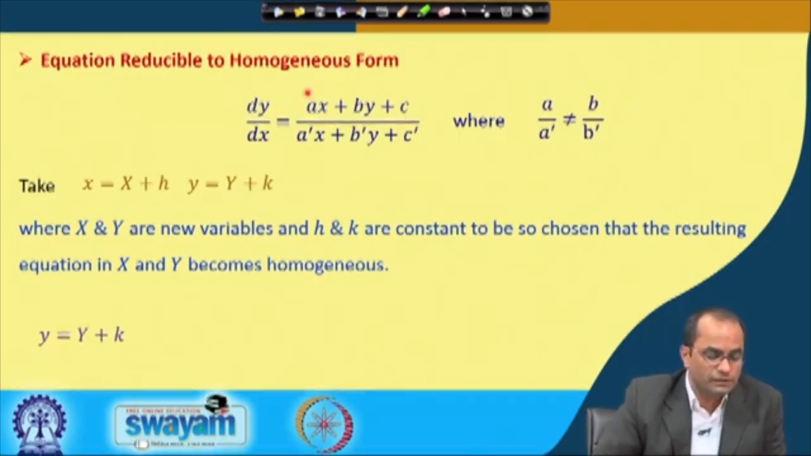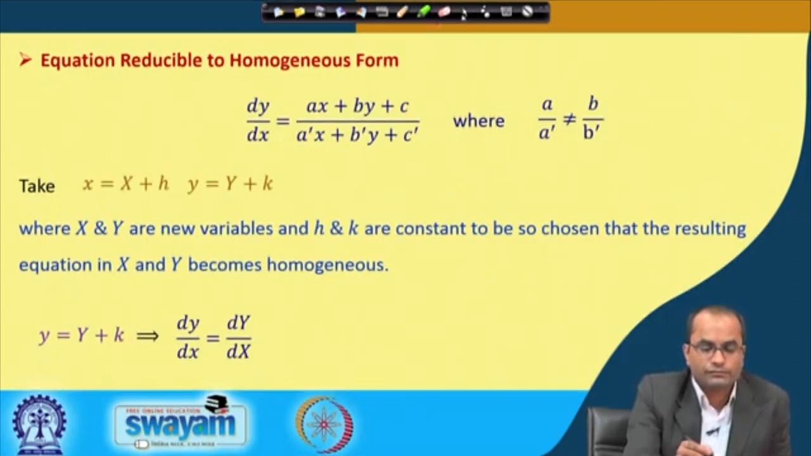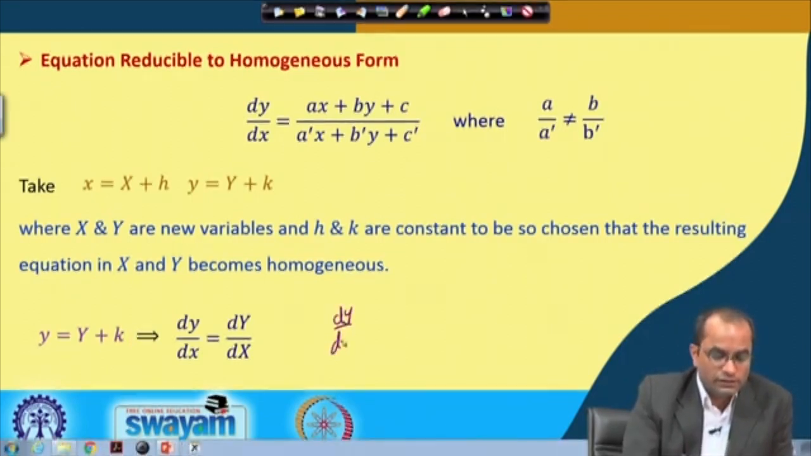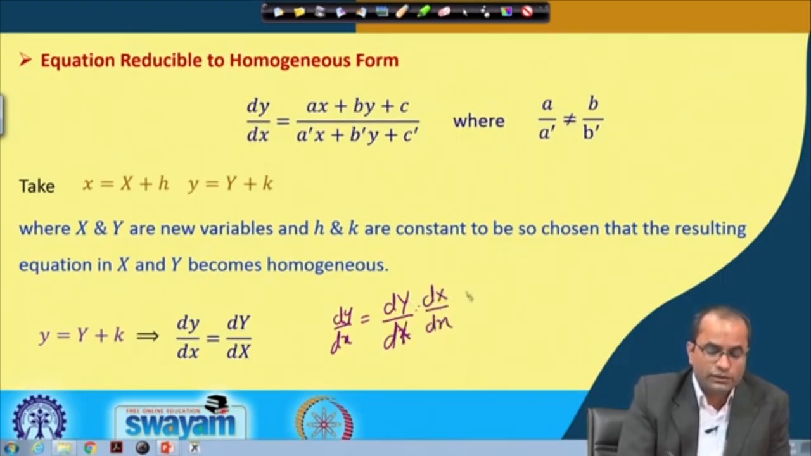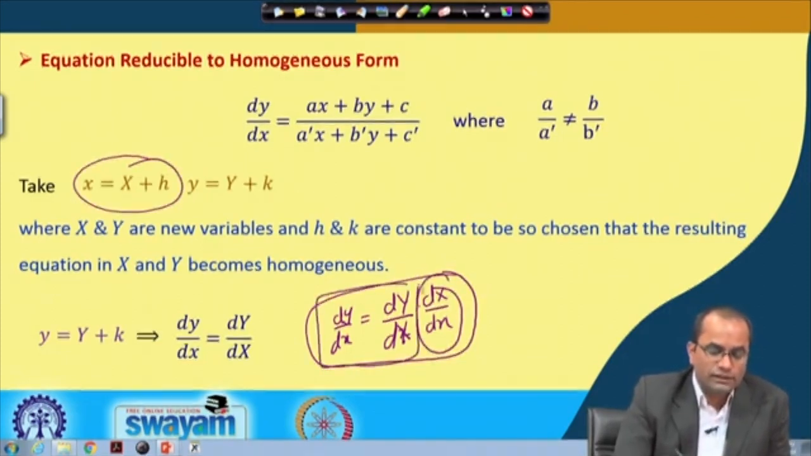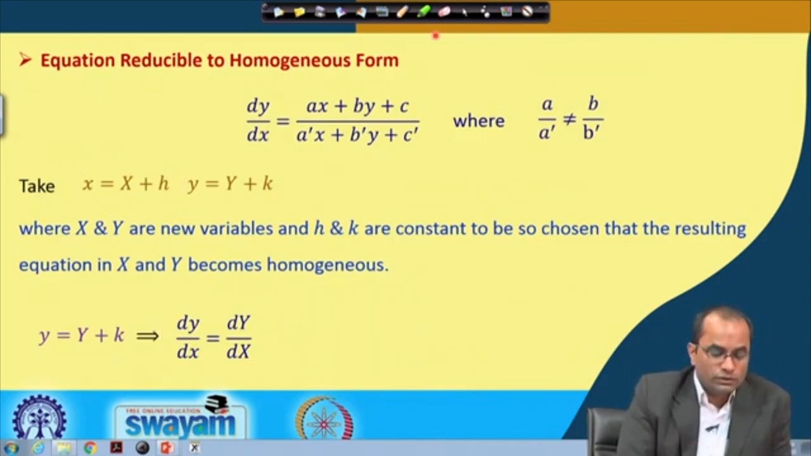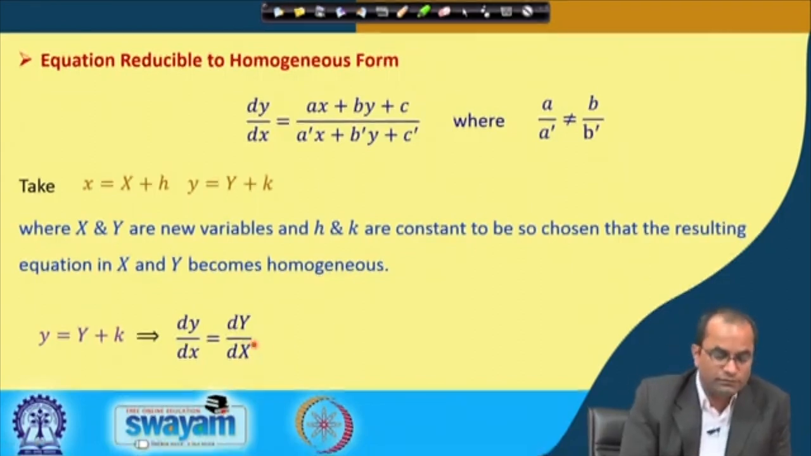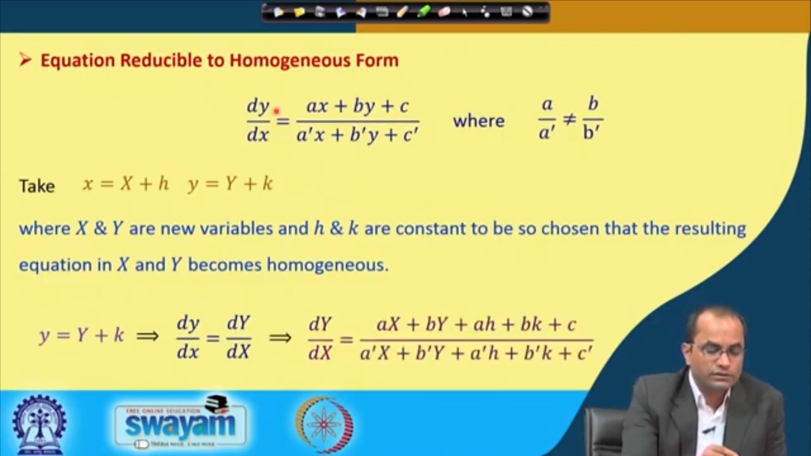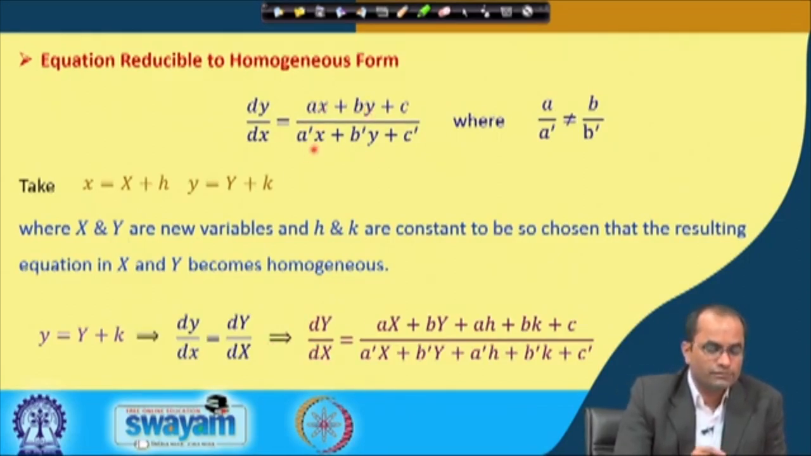Now, if we substitute this, let us see what will happen. We have the relation y equal to Y plus k. From there we can easily get dy over dx equal to dY over dX, since Y is a function of X and dX over dx is 1. So dy over dx is equal to dY over dX, and we can now substitute in this equation. This dy over dx will be replaced by dY over dX, and then again we have to substitute x and y.